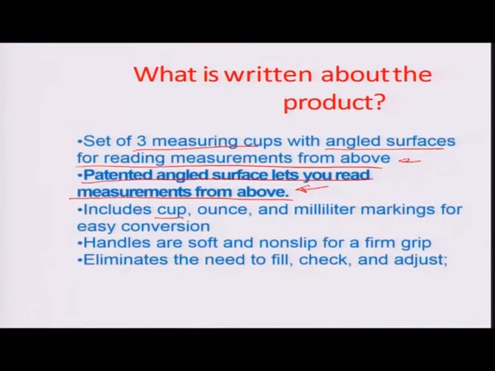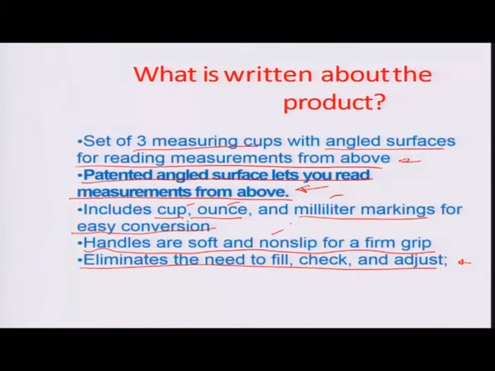It includes cup, ounce and millimeter markings, which makes easy conversion available for people who are untrained, but still want to use them for culinary skills, untrained to read scales. Handles are soft non-slip for a firm grip. So, this is something that has already been captured, and it eliminates the need to fill, check and adjust. Quite a bit of this, including the different units of measurement, the good grip, and this patented angled measurement design, has been captured from a set of people who have just looked at the product, probably untrained in the product development process, but still were able to ascertain.